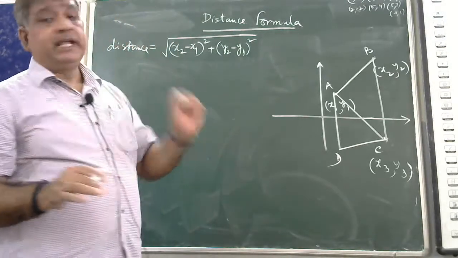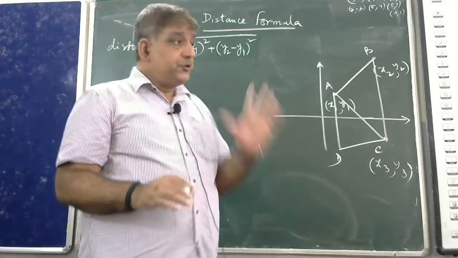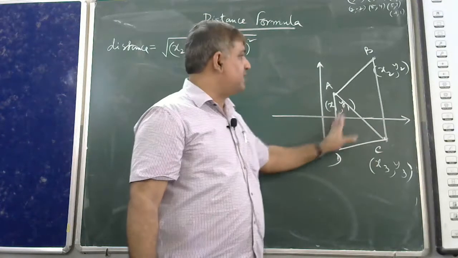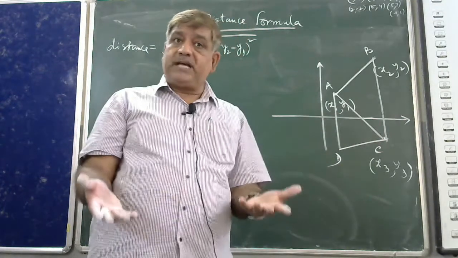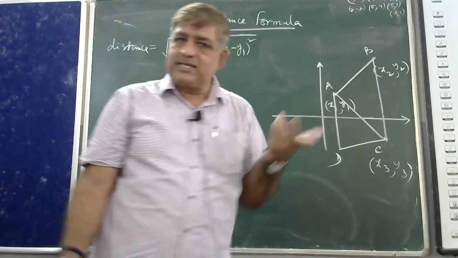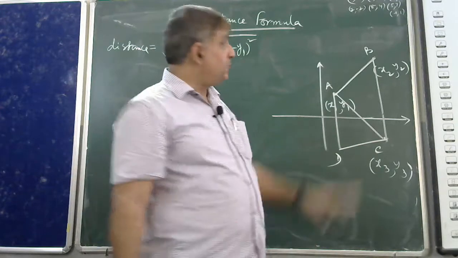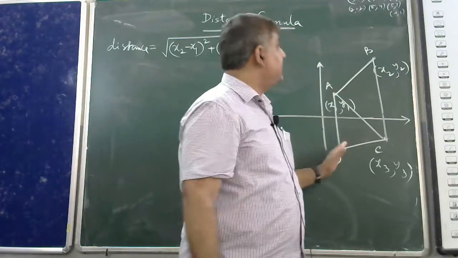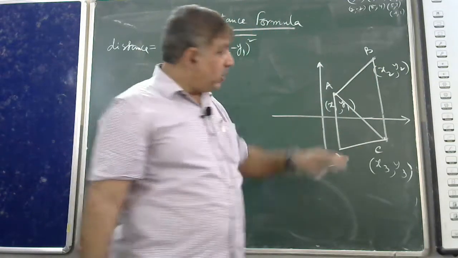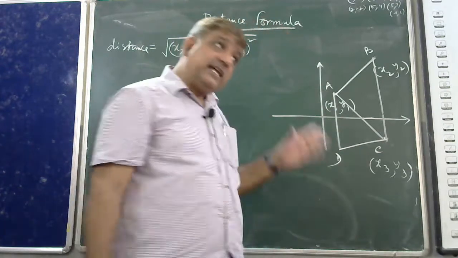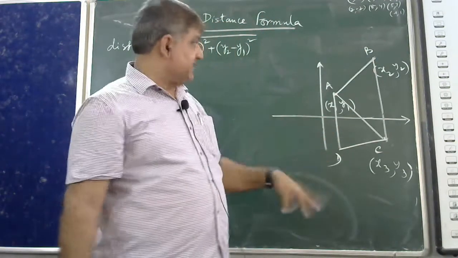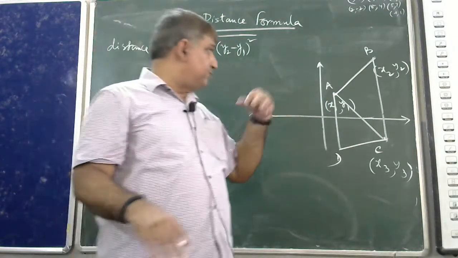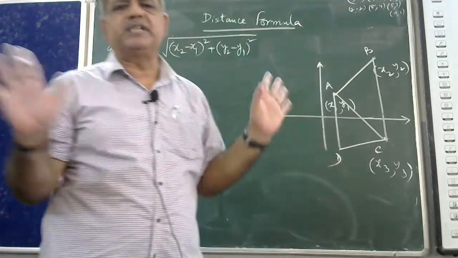In the case of a parallelogram, you know that opposite sides are equal. In the case of a rhombus, all sides are equal. In the case of a rectangle, opposite sides are equal as well as the lengths of the diagonals. In the case of a square, all sides are equal as well as the lengths of the diagonals. To prove this for a quadrilateral, we take the help of this formula.